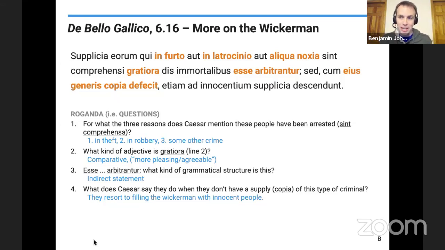The arbitrantur is our head verb that introduces an indirect statement, and that is why esse is an infinitive here. And what does Caesar say they do when they don't have a supply of this type of criminal? Well, he says that they resort to filling the wicker man. They resort to the punishment, ad supplicia, of innocent people, innocentium, which doesn't seem like it would create a good bond between people in their society.